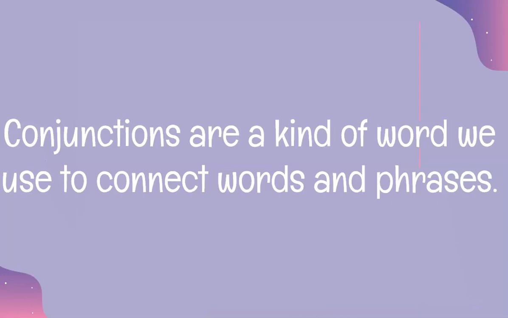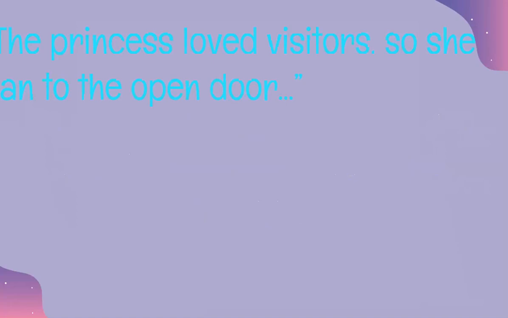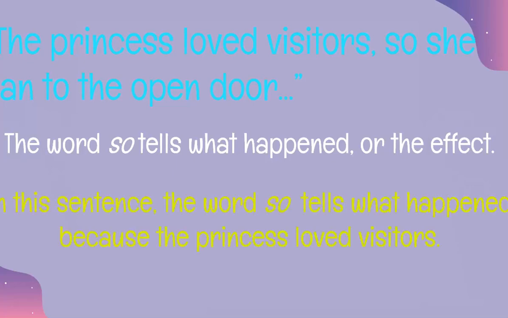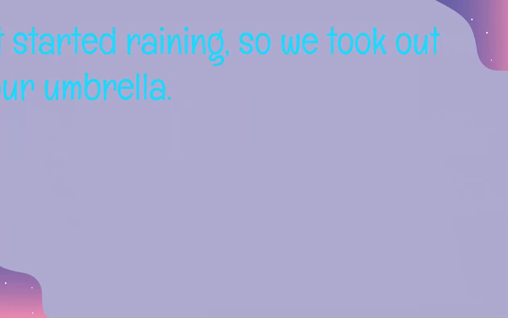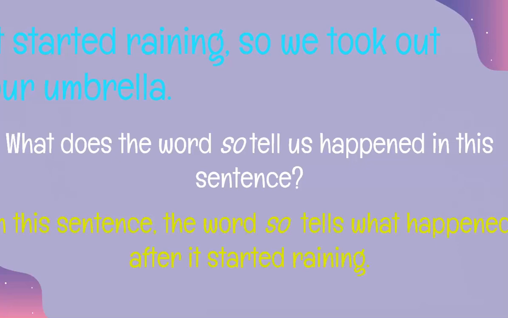Conjunctions are a kind of word we use to connect words and phrases. We use the conjunction so to join phrases that tell us what will happen. The princess loved visitors, so she ran to open the door. The word so tells what happened, or the effect. In this sentence, the word so tells what happened because the princess loved visitors. It started raining, so we took out our umbrella. What does the word so tell us in this sentence? In this sentence, the word so tells what happened after it started raining.